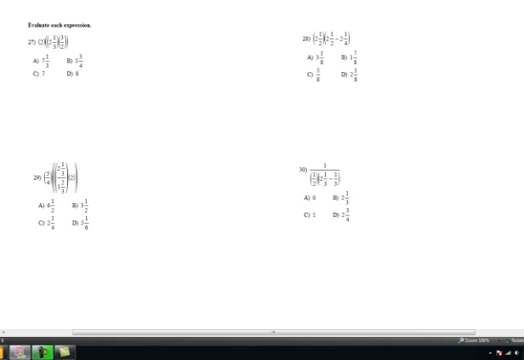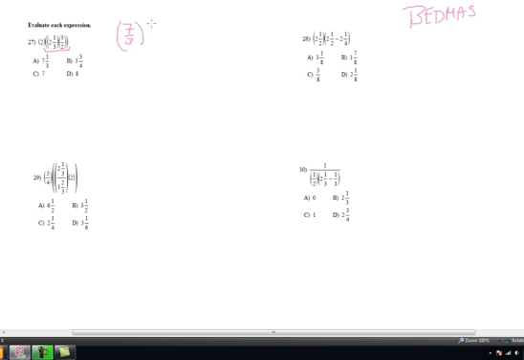Alright, so I'm going to do order of operations here with fractions. Remember it's BEDMAS: brackets, exponent, division, multiplication, addition, and subtraction. So working with just the brackets, it's this guy right here. I'm going to change this mixed fraction into an improper fraction. So 2 times 3 is 6, add 1, we're at 7/3.